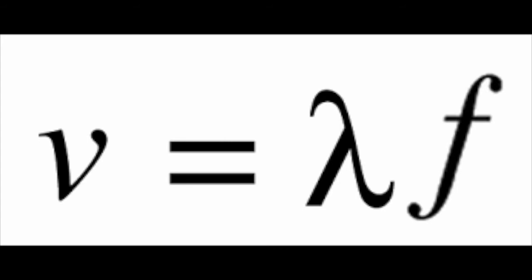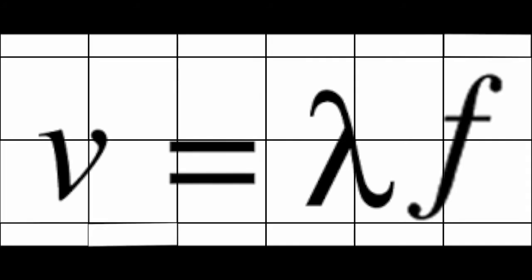That's wave speed, the little v, just like for velocity, equals lambda, or wavelength. Wavelength is represented by the Greek letter lambda, times frequency. It's straightforward math. Speed is equal to wavelength times frequency.